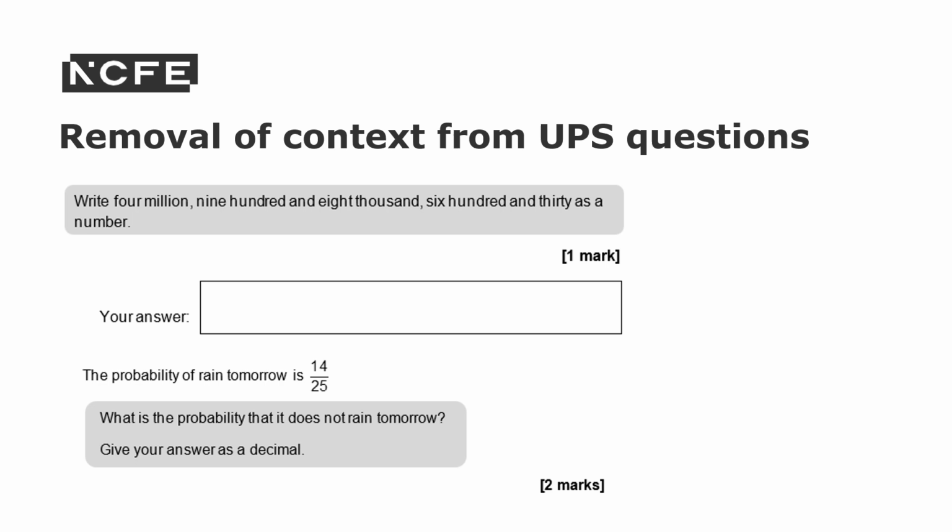Here we've got the probability of rain tomorrow is 14 out of 25. What's the probability it does not rain tomorrow? Give your answer as a decimal. If we remove the context, it would make it quite hard to understand. We'd have to say the probability of an event occurring tomorrow is 14 out of 25. What's the probability that the event does not occur? So sometimes there will be a little bit of context just to help with your understanding.